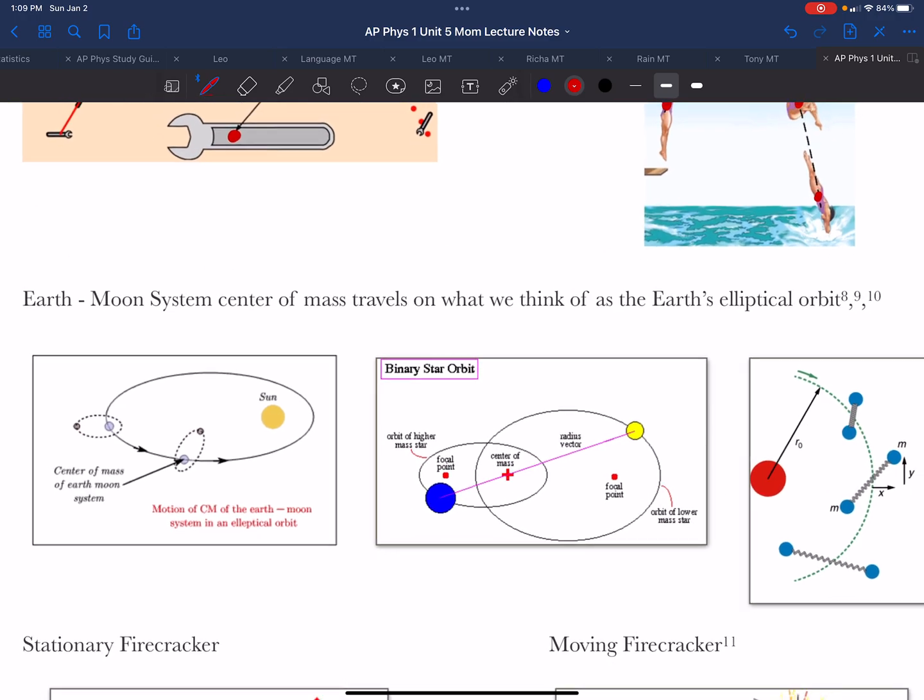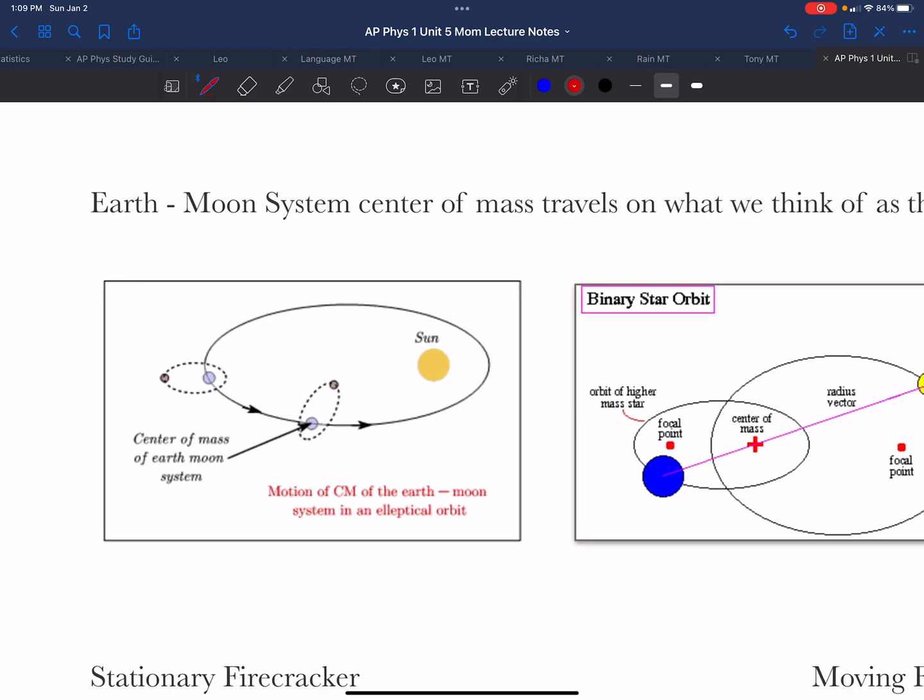Another application of center of mass, let's take the Earth-Moon system. So here we have the sun, we have what we think of as the elliptical Earth orbit, but in reality there's the Earth, and the moon goes around the Earth. Well, there is a center of mass somewhere between the Earth and the moon, like so. And it is that center of mass that will follow the elliptical path around the sun, not the Earth itself. The Earth itself will not stay on that path. It's the center of mass that will remain on that path.